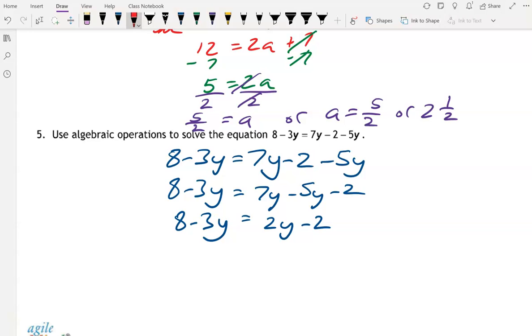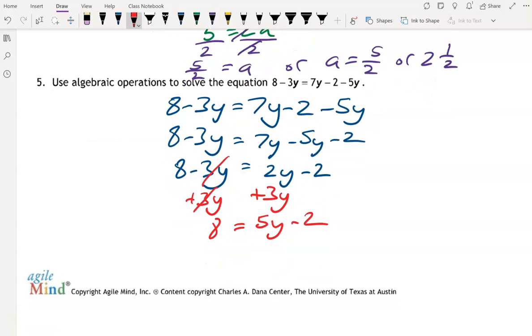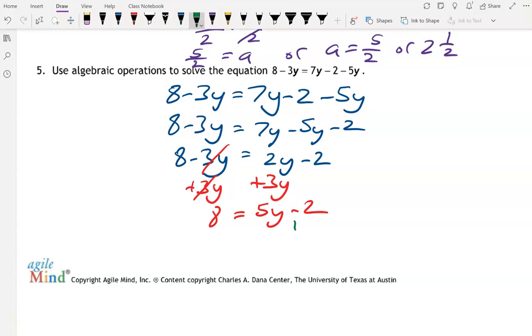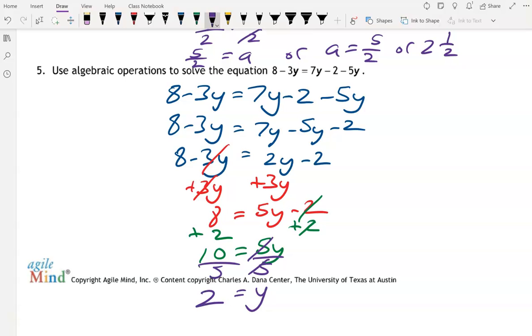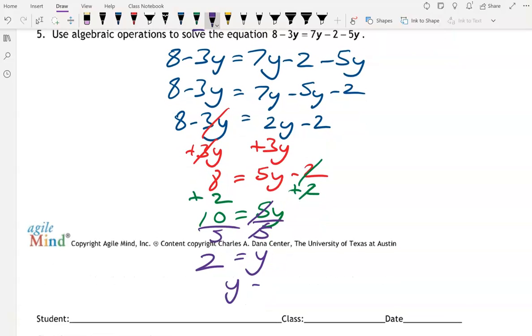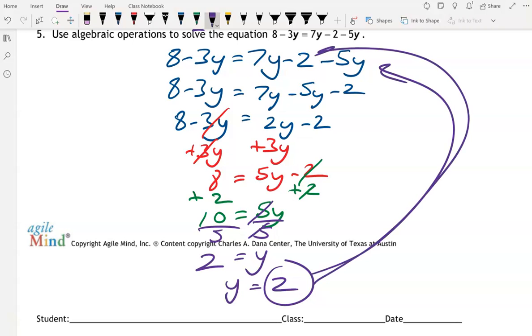Notice how this is a subtraction. I'm going to add the 3y to both sides. Cancels out. I get 8 over here. 2y plus 3y is 5y minus 2. Add 2 to both sides. I get 10 equals 5y. Divide both sides by 5. Those cancel. I get y equals 10 divided by 5, which is 2. Y equals 2. And of course, you can check your work by substituting it back into your original equation every time there's a y, and we're good.